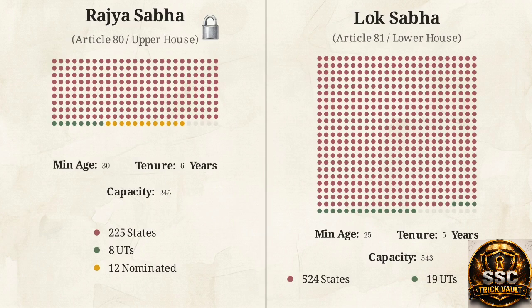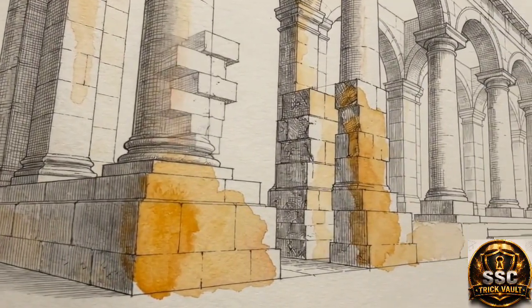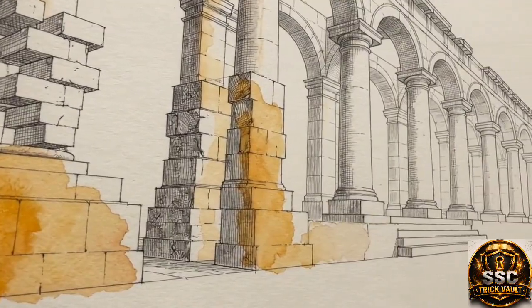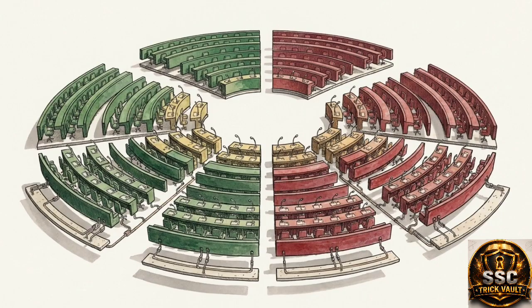Within this matrix, strict demographic reservations apply. Exactly 131 seats are reserved, 84 for scheduled castes, and 47 for scheduled tribes. This specific structural matrix, balancing demographic proportionality on one side and permanent state representation on the other, is the required foundation. Without this hardware in place, daily legislative action cannot occur.